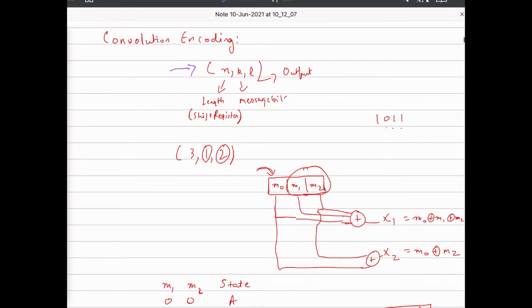Here N is the shift register length, or we also call it the constraint length. K is the message bit, that is how many bits we are going to consider at a time, and L is the number of outputs.